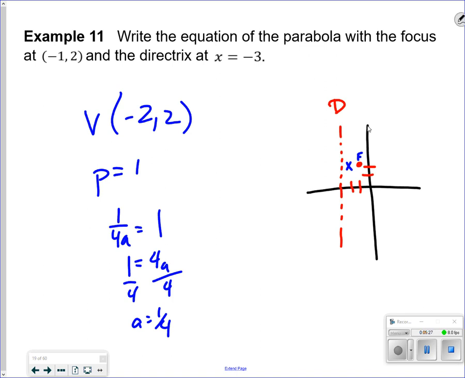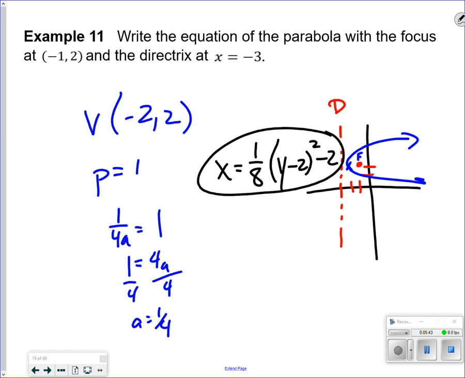It's an x equals parabola. I know that because of where the focus point is. So we're talking about an x equals parabola. Positive 1/8 is your a value. (y - 2) squared minus 2, because that would be the y value of the vertex, and this would be the x value of the vertex.